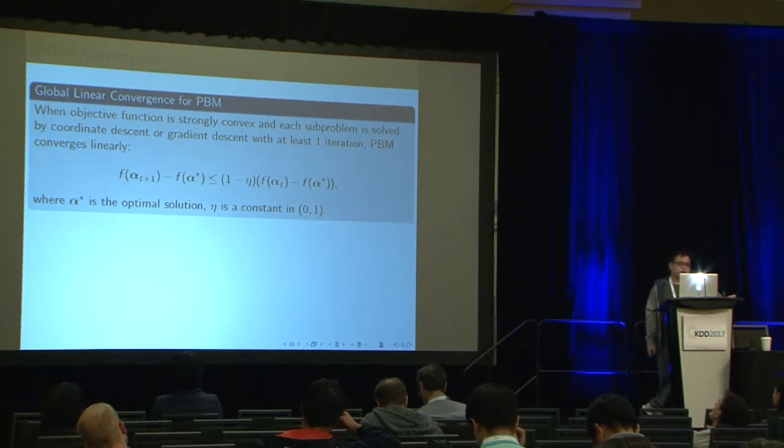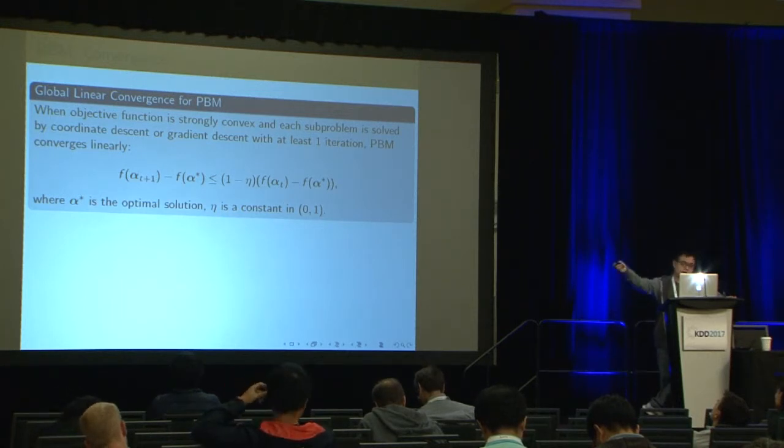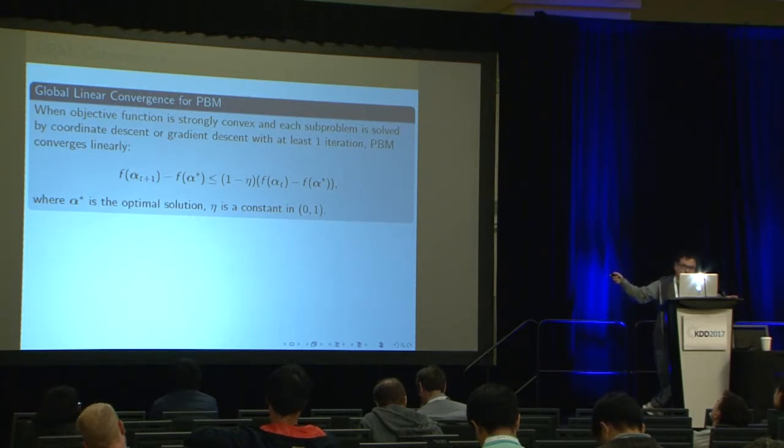And we show the convergence rate. First, we assume if the objective function is strongly convex and each subproblem is solved by coordinate descent or gradient descent with at least 1 iteration. So you can solve a fixed iteration or a constant iteration. So we just require you solve it more than 1 iteration. Then you have a linear convergence rate. So here, this means every iteration you can reduce the objective value by a linear rate.